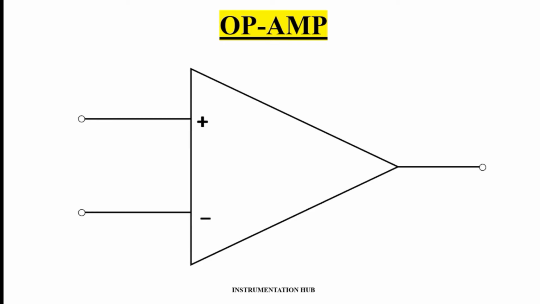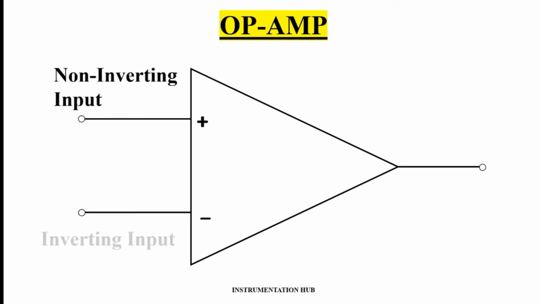Okay, now let's move to another part: how the amplifier looks. First we will see the circuit symbol for OPAMP. On your screen now you can see the circuit symbol for OPAMP with its different terminals. OPAMP has two input terminals and one output terminal. The two input terminals are the inverting terminal and the non-inverting input terminal.